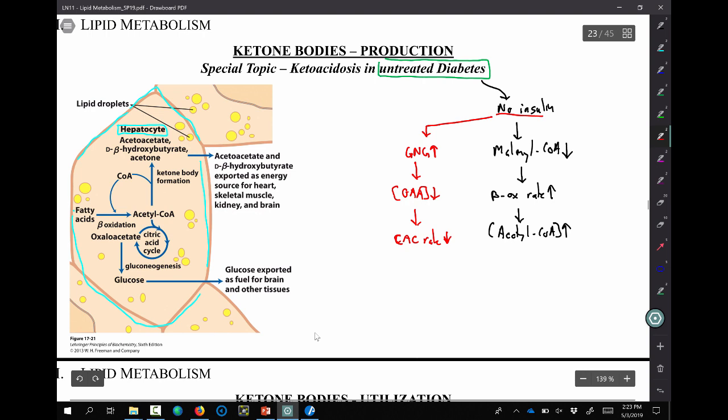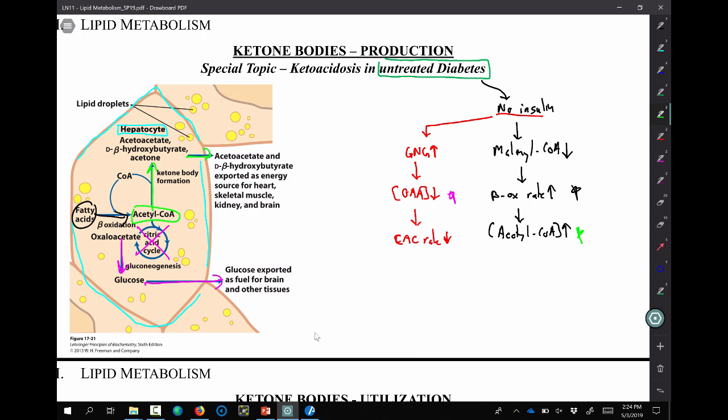So if we come over here, we look at all this, right? We've got fatty acids being broken down into acetyl-CoA. We've got this going on here. Oxaloacetate is being converted to glucose. Glucose is being excreted. The citric acid cycle then will stop running. Acetyl-CoA concentrations then are going to start to rise. What are you going to do with those? You'll make a bunch of ketone bodies out of them. Ketone bodies will be excreted: acetoacetate and beta-hydroxybutyrate.